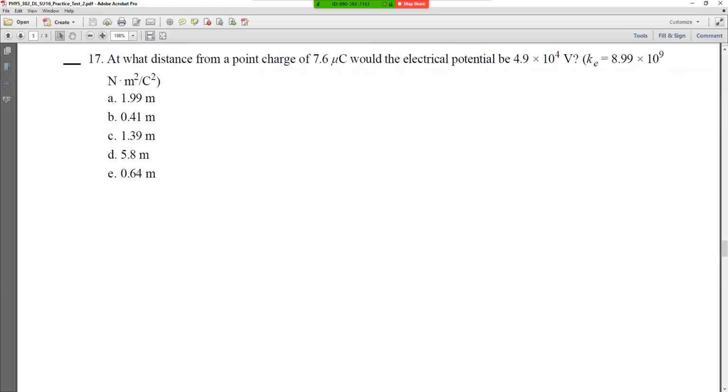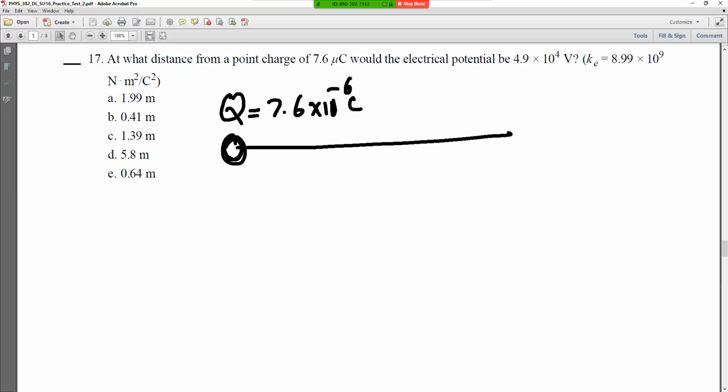Number 17. What is, from a point charge of 7.6 microcoulombs, will the electrical potential be 4.9 times 10 to the 4 volts? So that's your charge right there. At what point? That means they're asking for your R.